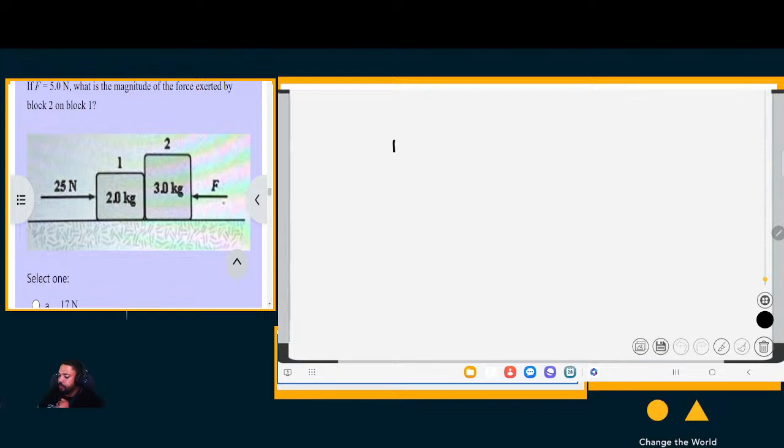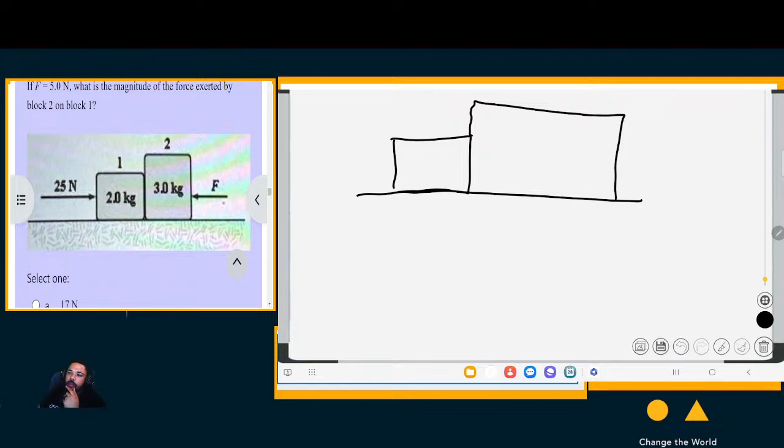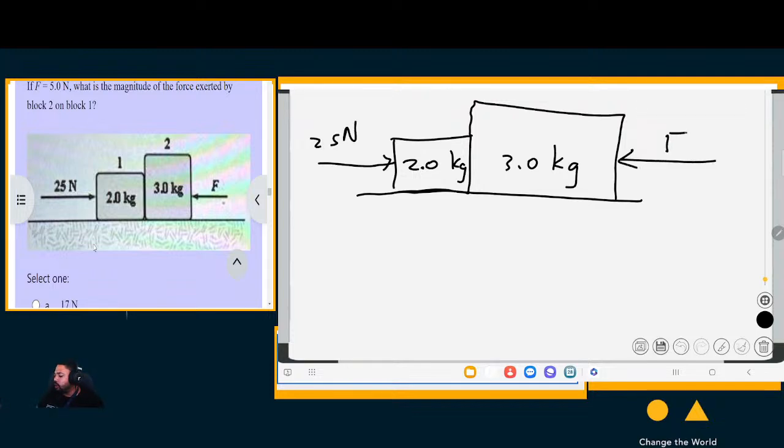And another problem: we have a block on a horizontal surface, and then we have a slightly bigger block also on the horizontal surface. Let me just scroll there. And there are two forces pushing on both sides. So this is a 2.0 kilogram block and this is a 3.0 kilogram block. Note I don't write 0.0, but you should do that. These are the two blocks, drawn roughly. And then there is a force of 25 newtons pushing this way, and then there is some force F pushing this way.